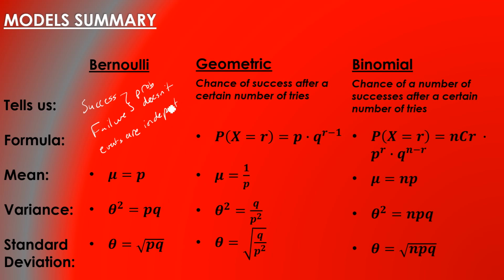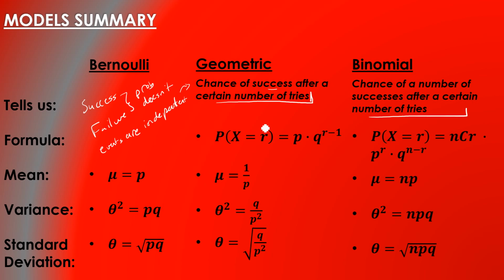And these actually are going to apply to geometric and binomial as criteria. Now, basically, these require a Bernoulli situation. So our geometric model is going to tell us our successes after a certain number of tries. So how many we could expect to get or to succeed if we know how many tries that we have. Whereas a binomial model is going to tell us the chance for a certain number of successes after a certain number of tries.